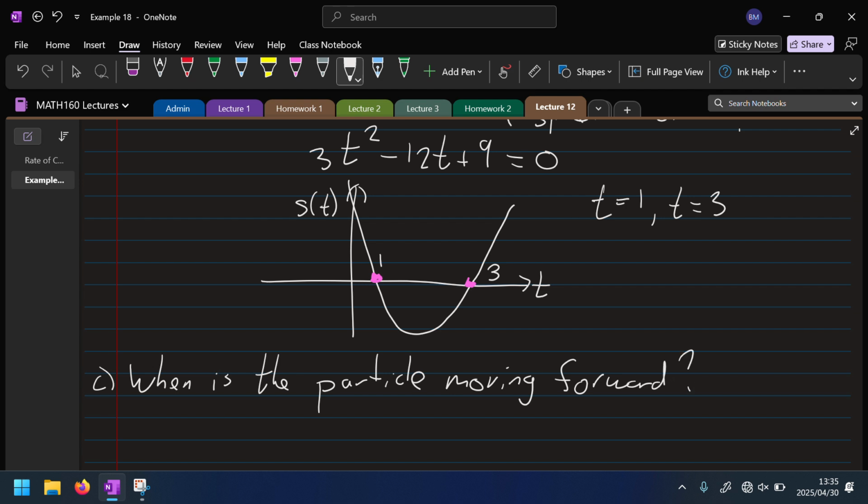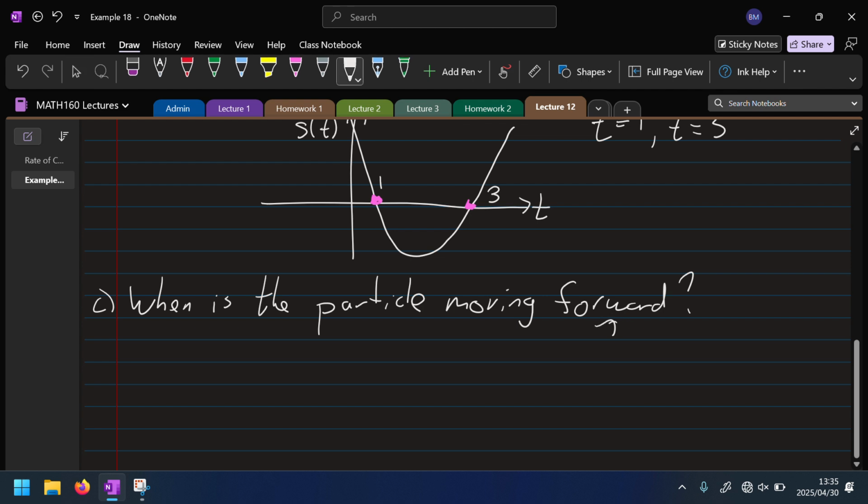Okay, so forward means your speed is positive because you're going in the positive x direction. If your speed was negative, that just means you're going backwards. But we want to know where we're going forwards, so that means the speed must be positive. Okay, that's when we're going forwards. If the question says, when is the particle moving backwards? Well, that just means your speed is negative, and then you're going in the other direction.